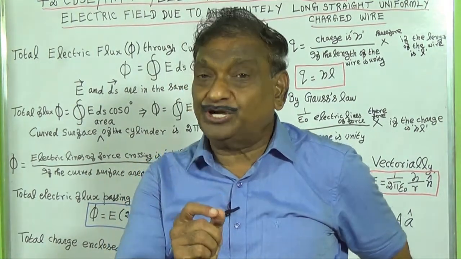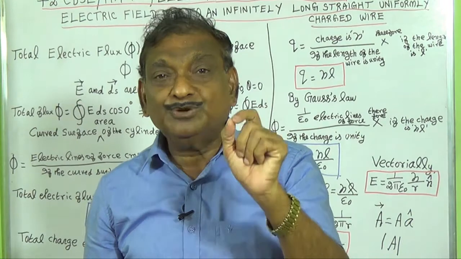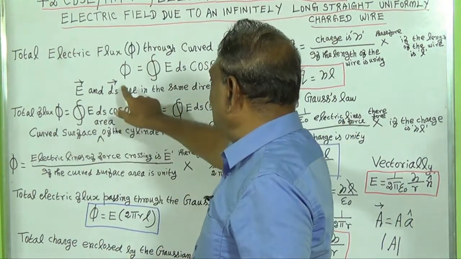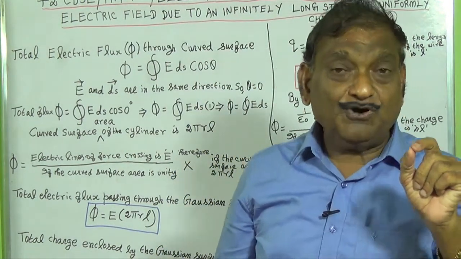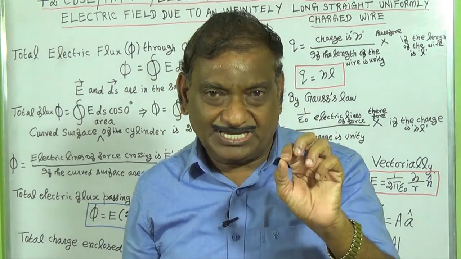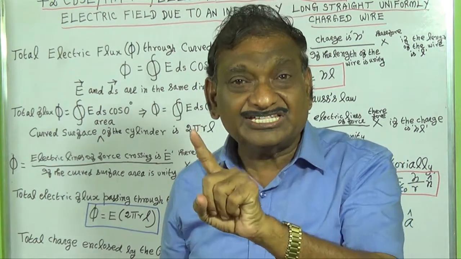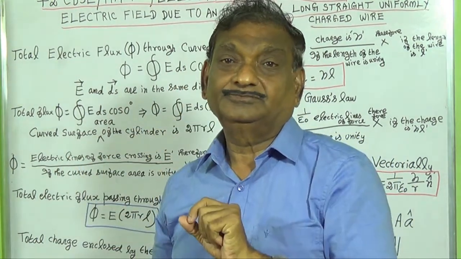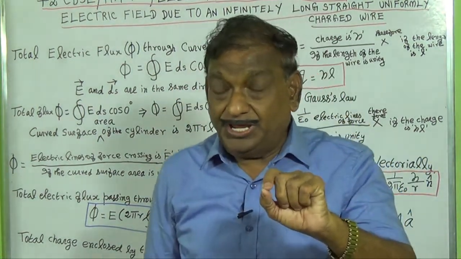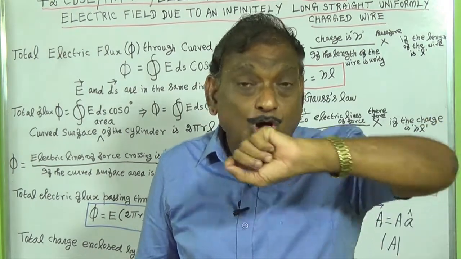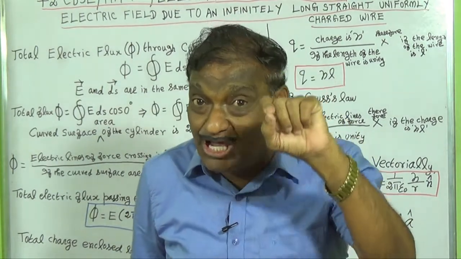Electric field is denoted by the letter capital E, and the electric flux is denoted by the symbol phi. So the formula for the electric flux is closed integral E ds cos theta. By symmetry, the electric fields at all points on the curved surface area of the cylinder will be equal.